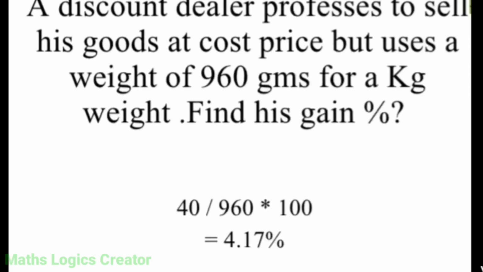The next question: a dealer professes to sell his goods at cost price but uses a weight of 960 grams per kg. Find his gain percent. Generally we have 1000 grams per kg, but a false dealer cheats his customers by giving 960 grams per kg. For every kg he gains 40 grams. So 40 is the gain, divided by the cost price of 960 grams: 40 by 960 into 100. The gain he is going to get is 4.17%.